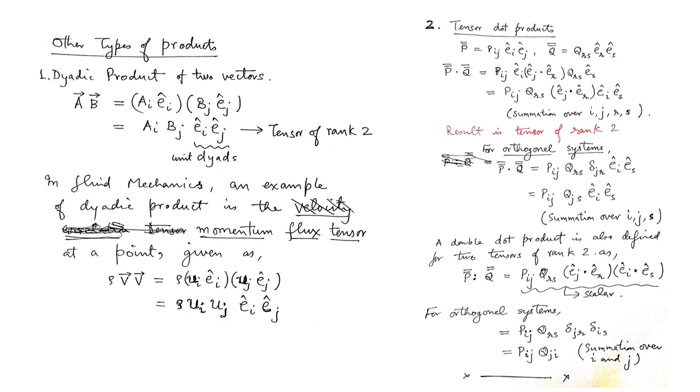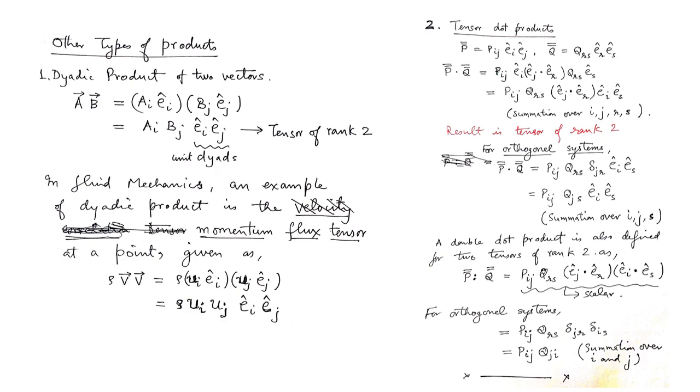Now we will look at tensor dot products. We have been discussing the dot and cross products in the context of vectors. So let us use two tensors and see how we can define their dot products. If there are two tensors P and Q in general, I write them as Pij Ei cap Ej cap and Qrs Er cap Es cap.